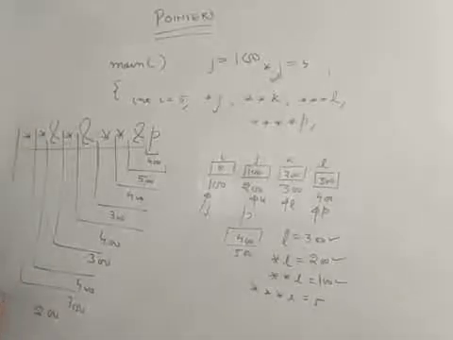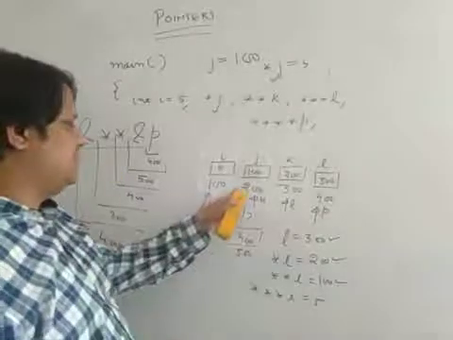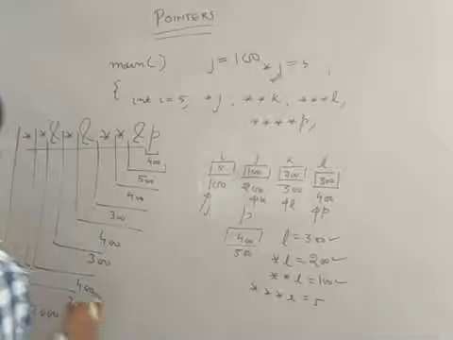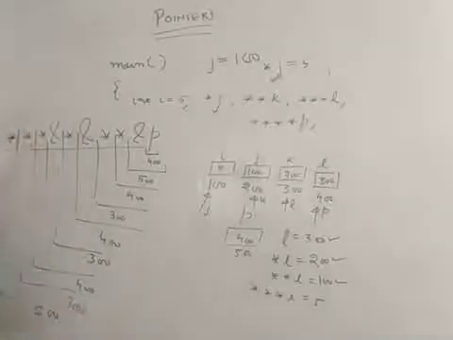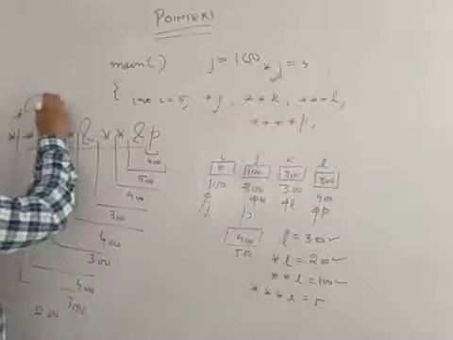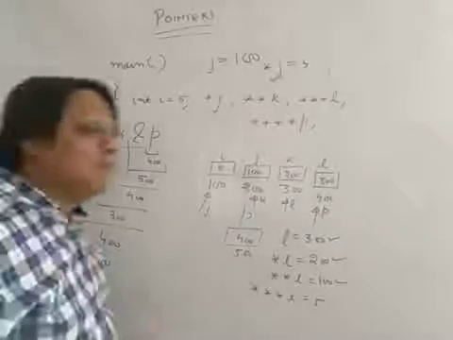Right? And let's suppose so far, after this expression, I have reached till this. Now I want the value 5. So what will you do? You will put one more star. If you put one more star, you will get the value 100. And if you put one more star, you will get the value 5. So this is basically the concept behind the pointer.